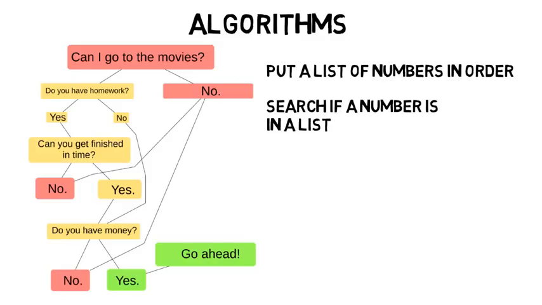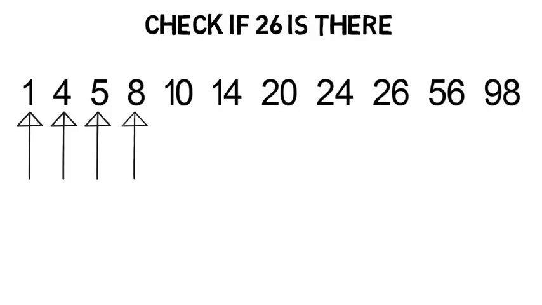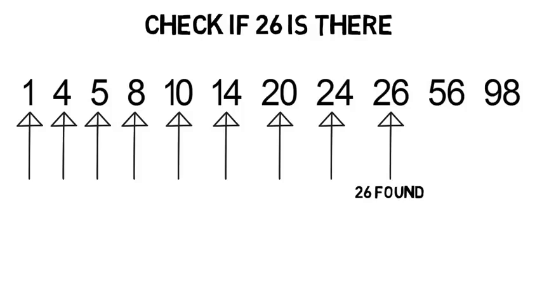This may be easy for us to do using our brain, but computers are not free thinking. They need exact step-by-step instruction to do what you need them to. As a quick example, if you had a list of numbers in order and the computer had to check if the number 26 is there, well, you could tell the computer start with the left, check each one until you find 26 or run out of numbers, which is probably what you did in your head very fast just now, but that takes 9 checks.